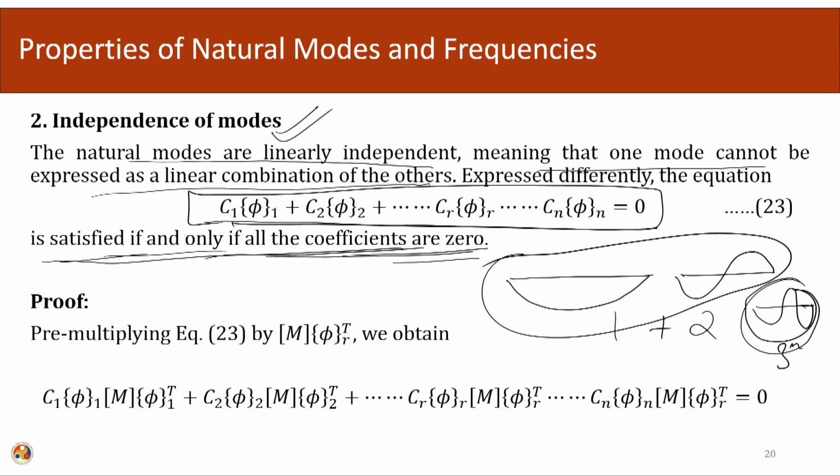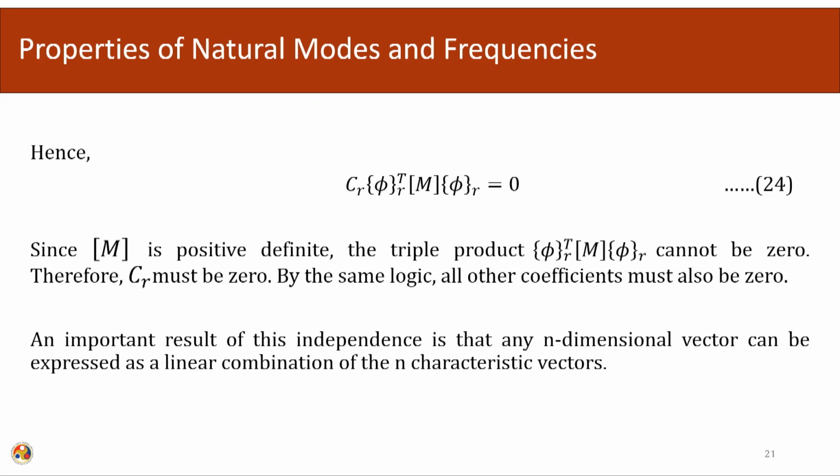To prove this, we multiply the particular equation by the mass times the mode shape, correspondingly: phi 1 transpose M, phi 2 transpose M, phi 3 and so on till phi r and phi n. Hence this term becomes 0.